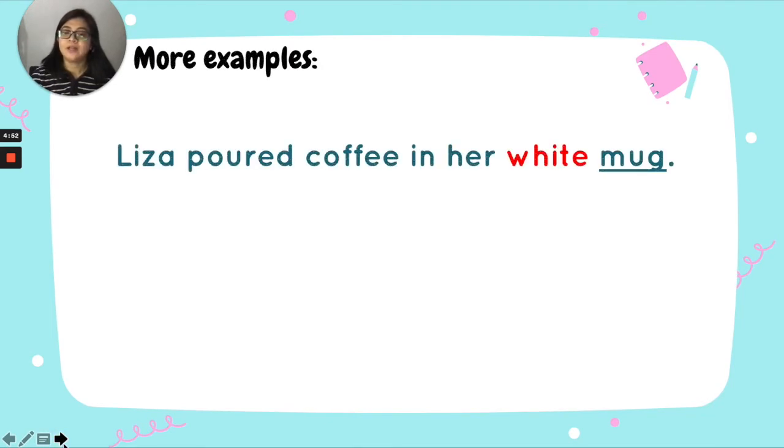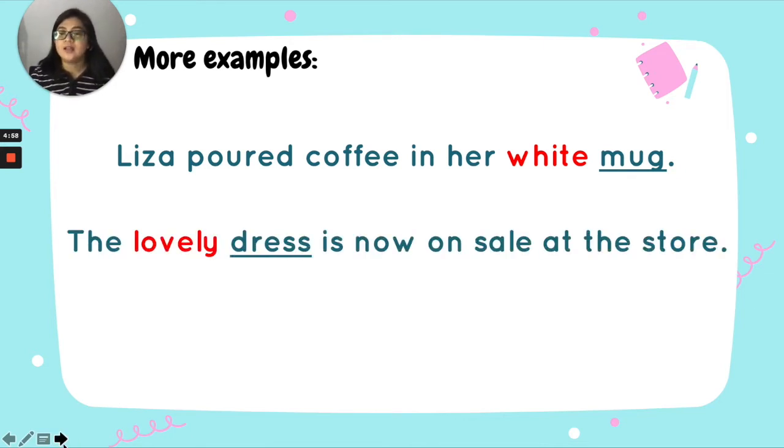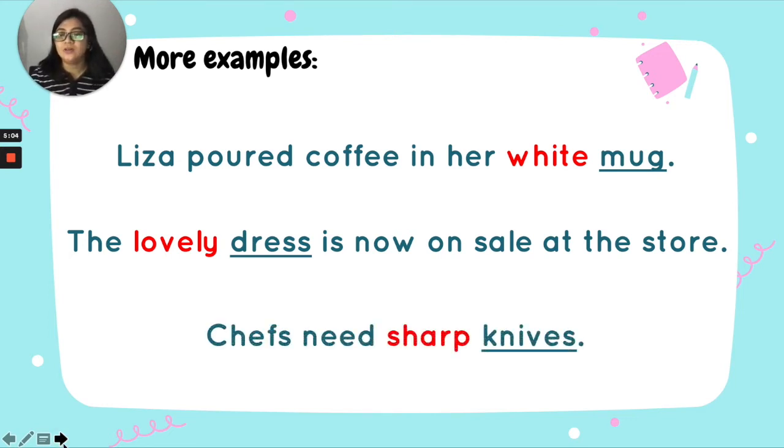Another example here: Lisa poured coffee in her white mug. White is the adjective, mug is the noun. The lovely dress is now on sale at the store. Lovely is the adjective, dress is the noun. Chefs need sharp knives. Sharp is the adjective, knives is the noun.